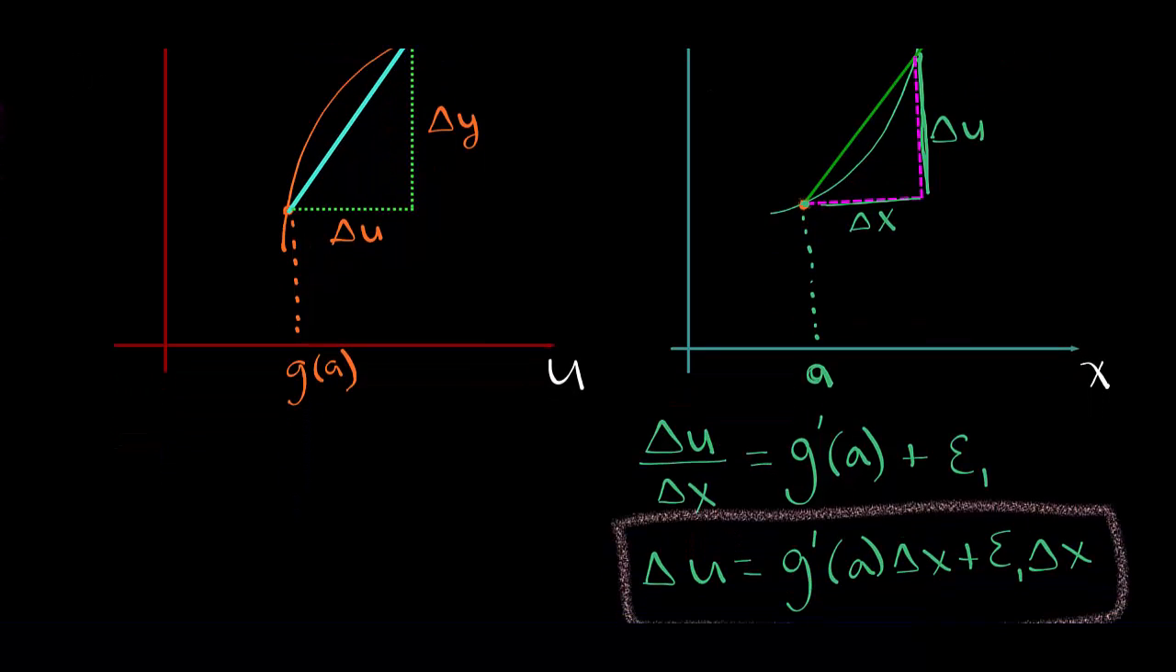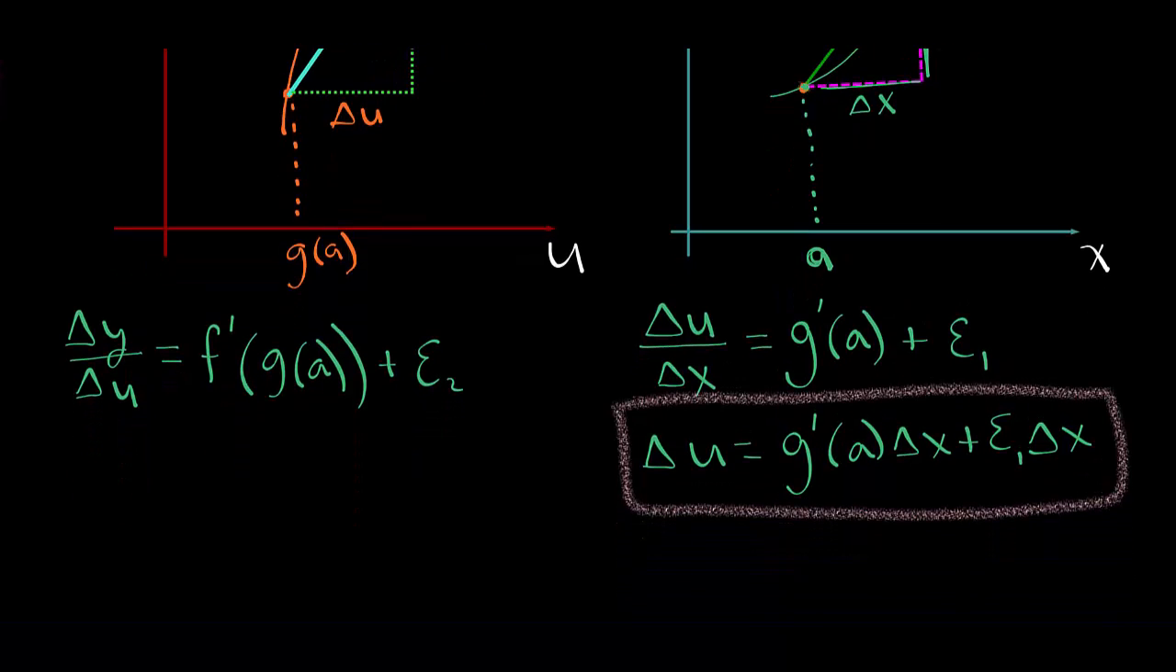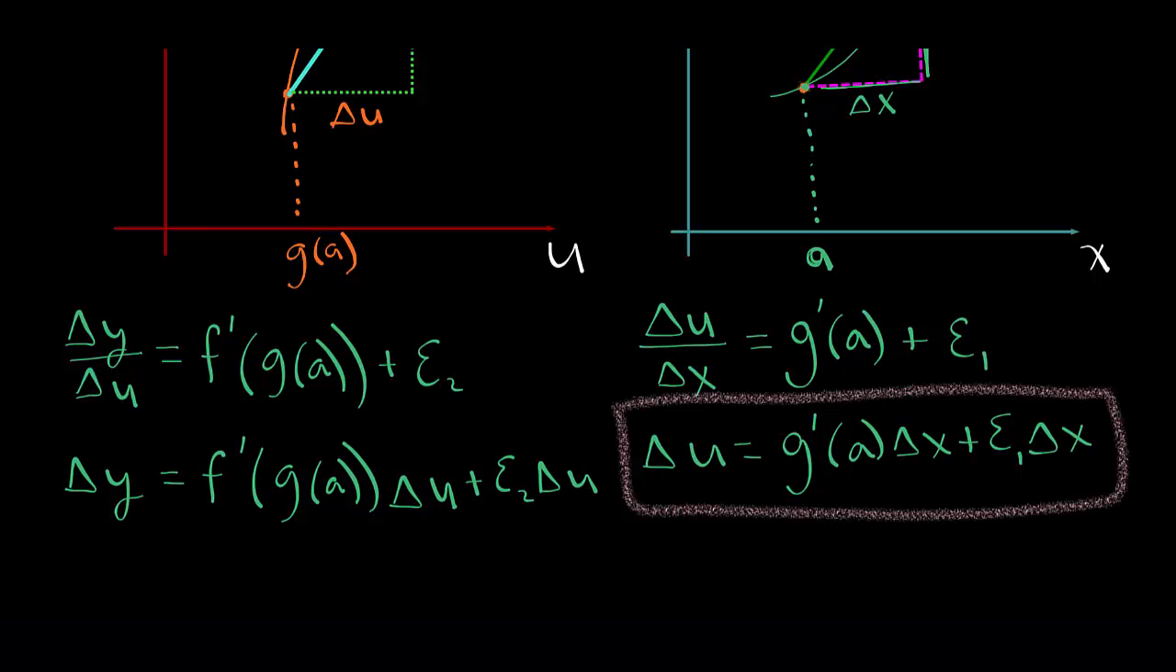And as before, I'm going to talk about the slope of that secant, which is delta y over delta u. And I'm going to say that that is equal to f prime of g of a. But not exactly. We got an error term. So now I'm going to multiply through by delta u, and I get delta y is equal to f prime g of a delta u plus epsilon 2 delta u. Okay, so now that's the second part.